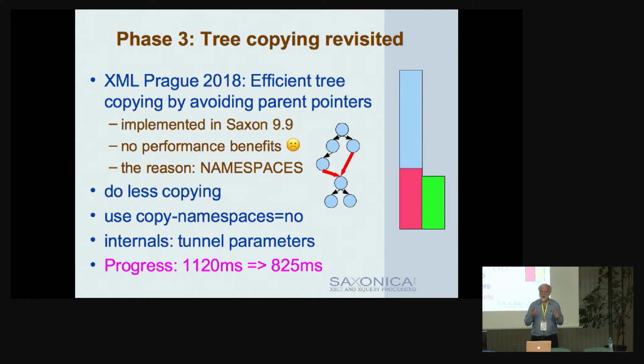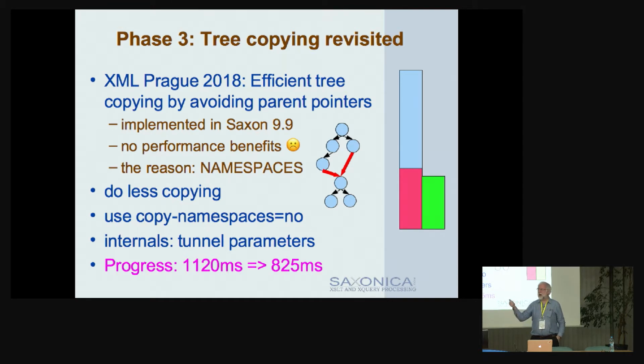So we stood back. Last year at XMLPrague, I gave a talk about tree copying. How can we devise better methods of doing tree copying that don't involve the physical cost of copying a tree to another tree? There's masses of copying in this style sheet. In that respect, I was right. This application spends most of its time copying subtrees.